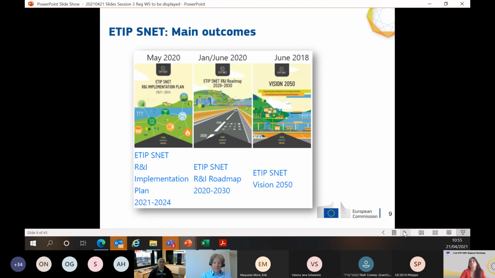Next slide, please. In the last years we tried to summarize what ETIP SNET thinks about the implementation of these European Union goals. We had 3 documents recently, and we are working on updates. In June 18, we wrote this quite nice vision, a good view from the whole ETIP SNET stakeholdership. Then we published this roadmap, which focuses on the next 10 years. And then we wrote the so-called implementation plan, which should support the R&I needs for the next 4 years. Next slide, please.